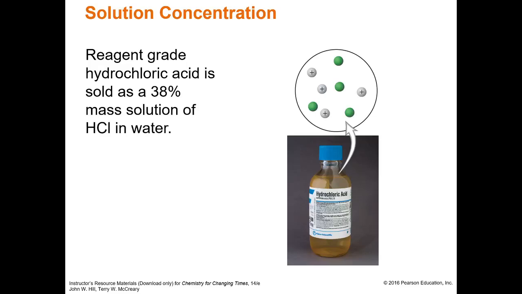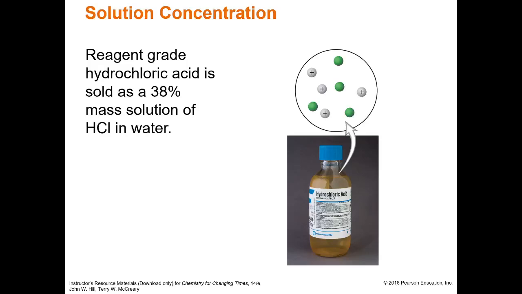So right here is a more laboratory example. Here we have reagent grade hydrochloric acid. That means it's the stuff you could use to actually do reactions. This is sold as a 38% mass solution of HCl in water. That would mean for every 100 grams of this solution, you would have 38 grams of HCl. Okay, hopefully that helps.